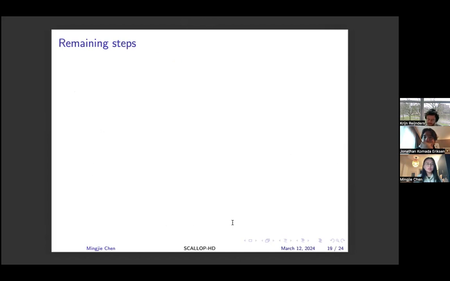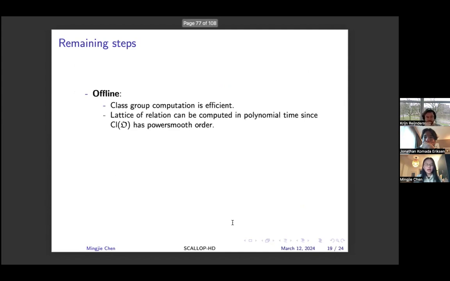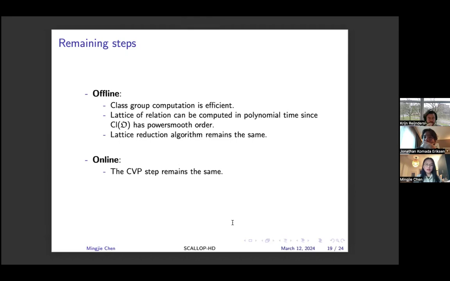And the remaining steps are the following. Offline phase, we have class group computation, which is efficient. And the lattice of relations can be computed in polynomial time since the class group has power smooth order now. And the lattice reduction algorithms remain the same. We cannot do much on this part. For the online phase, the CVP step remains the same. And we have a new formula to compute the class group action.